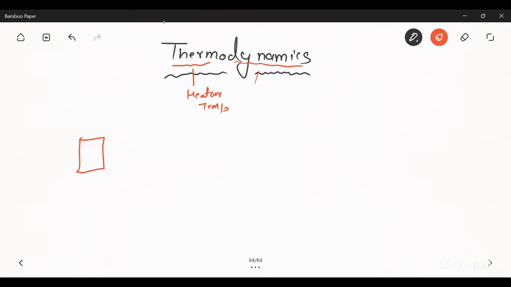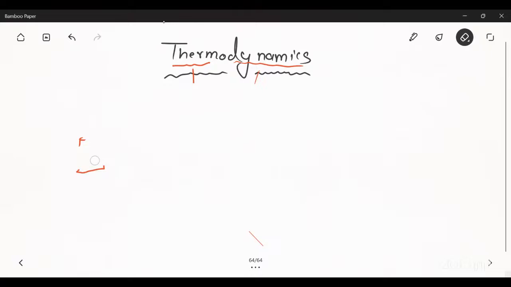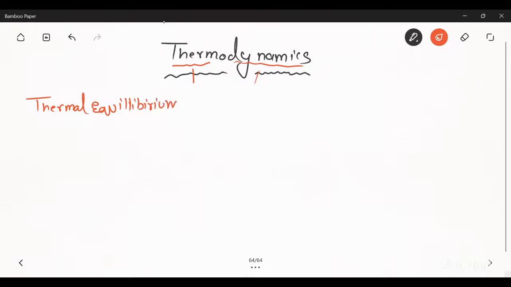Now, the next topic is known as thermal equilibrium. Thermal equilibrium is a condition. In this we are discussing the first topic, which is thermal equilibrium. So what is thermal equilibrium?